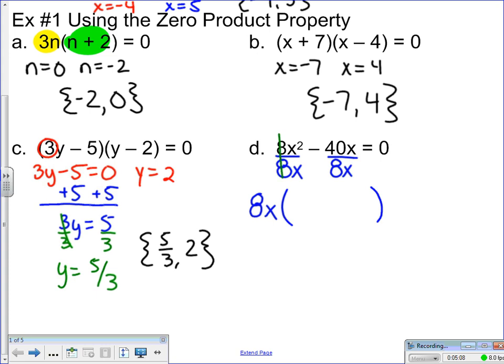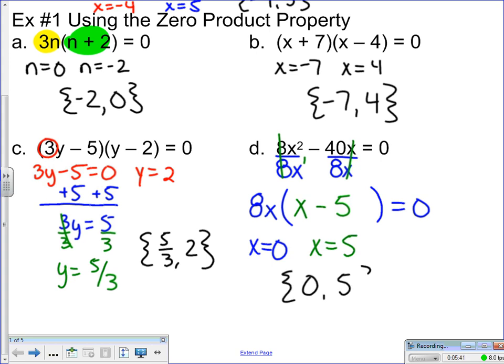So 8 divided by 8 is 1. Subtract exponents. 2 minus 1 for the x just gives us an x. Negative 40 divided by 8 is negative 5. The x's cancel out. And this is what my problem is equal to now. And just like in A, 8x has to be equal to 0, so x has to equal 0 for the 8x part. And for the x minus 5 part, x has to be 5. So those are my two answers, 0 and 5.